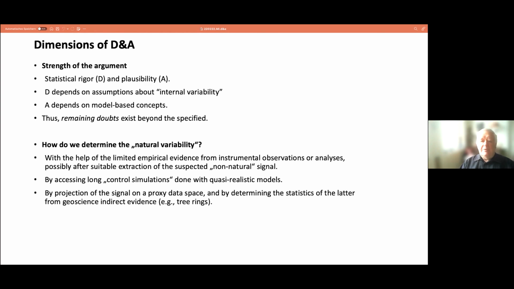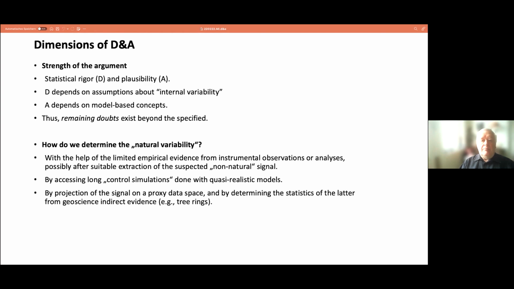And of course, if people say, I don't believe that you have estimated the internal variability correctly, then what can I say? I cannot disprove such a claim, but on the other hand, my opponent cannot disprove that my estimate is right. You can just say it.